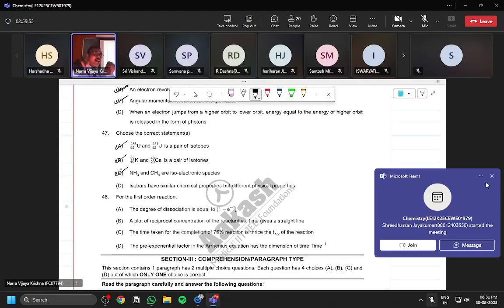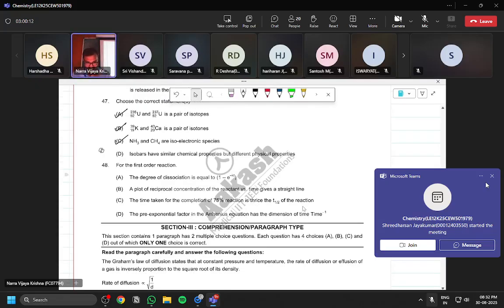Isobars means same atomic number. Sorry, same mass number, different atomic number. So chemical properties are different. Means wrong. Correct, correct. Not isotones, right? So isobars, so D is wrong. Right or not? Next.